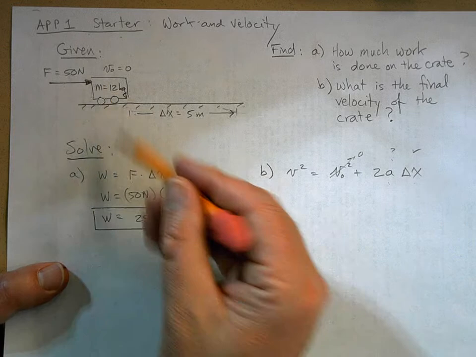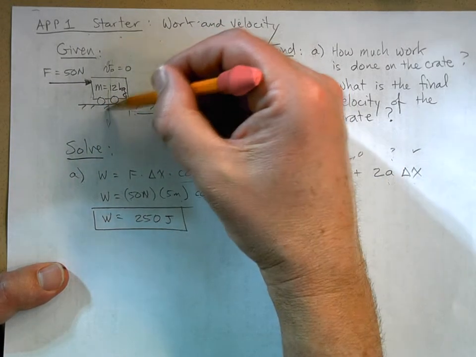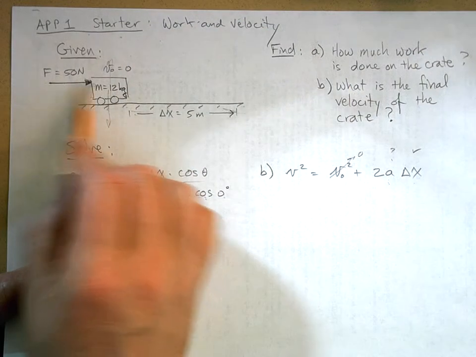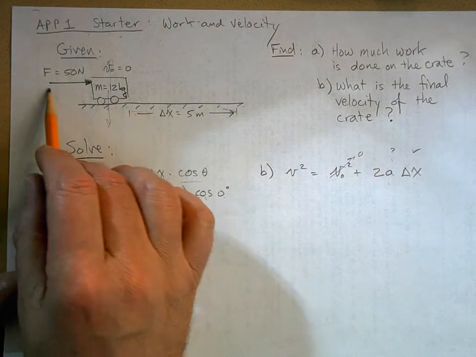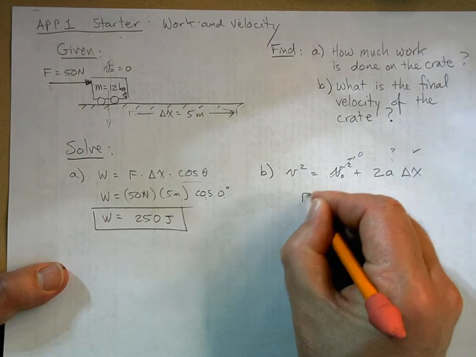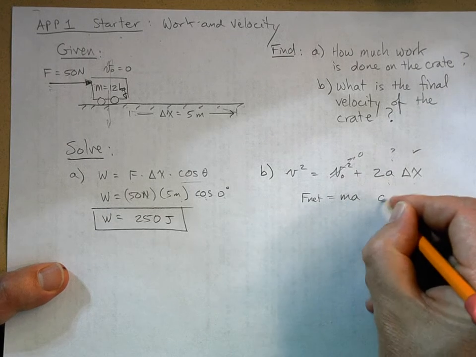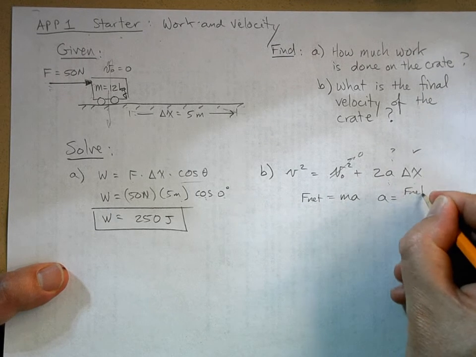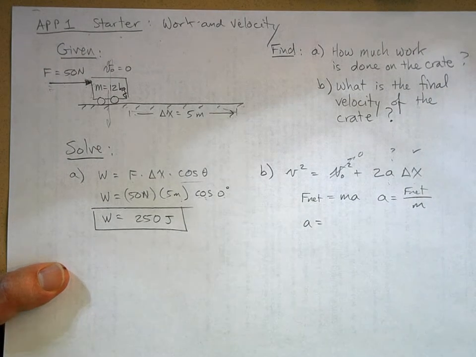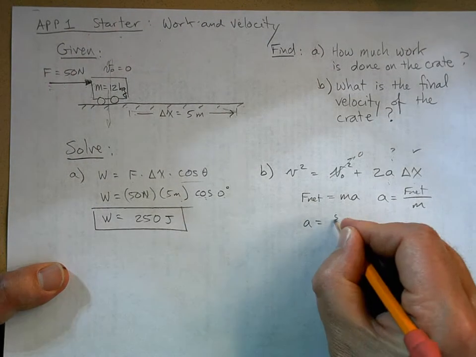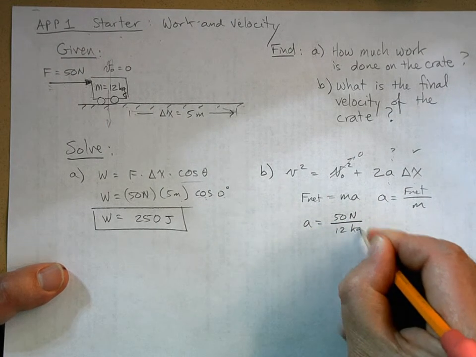I've got gravity pulling this down. I've got a normal force compensating for that gravity, but this is really the only force that isn't being canceled out or isn't being balanced out. So this is the 50. So we know the net force equals mass times acceleration. So the acceleration is equal to that net force divided by the mass. So we know the acceleration here is 50 newtons, and we know the mass is 12 kilograms.